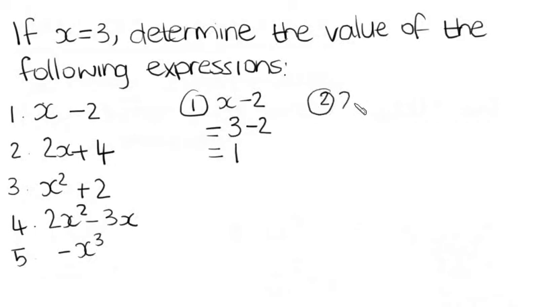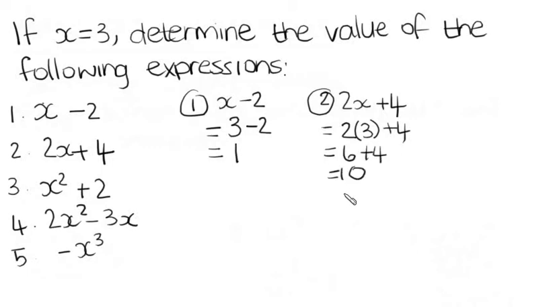Number 2, I have 2x plus 4. Okay, so because I have a coefficient there, I need to put my value of x in a bracket, right? So I have my 2, open bracket, 3, close bracket, plus 4. So I first need to multiply, so 2 multiplied by 3 gives me 6, plus 4 gives me 10. Great. So let's look at number 3.